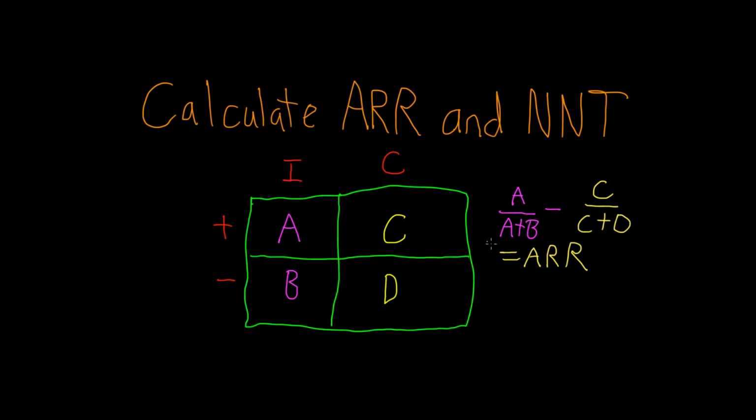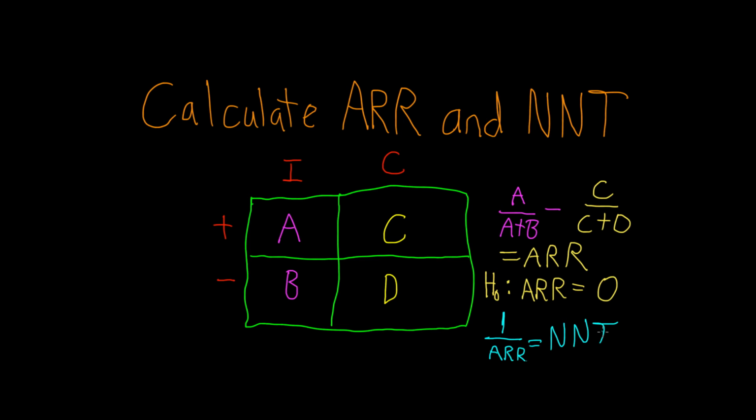The null hypothesis for the absolute risk reduction is that it is equal to 0, meaning that there is no difference in the rate of the outcome in the intervention and the control group. So once you get the absolute risk reduction, it's very easy to get the number needed to treat. All you have to do is take 1 divided by the absolute risk reduction, and that will get us our number needed to treat.